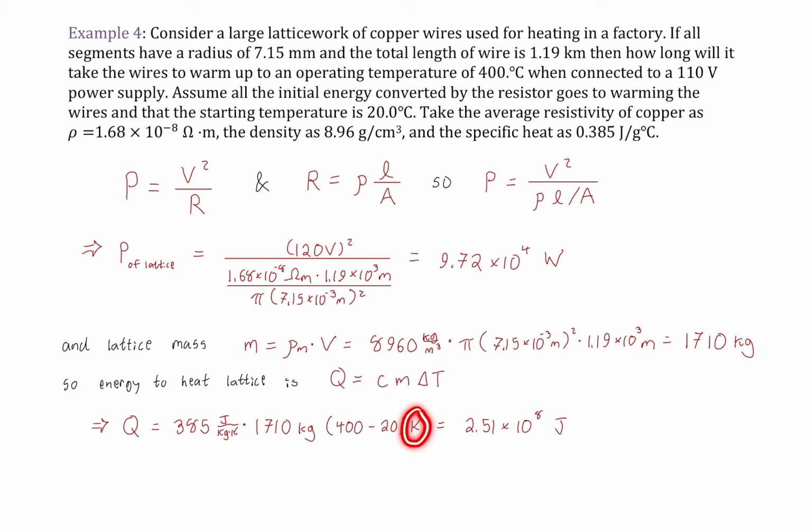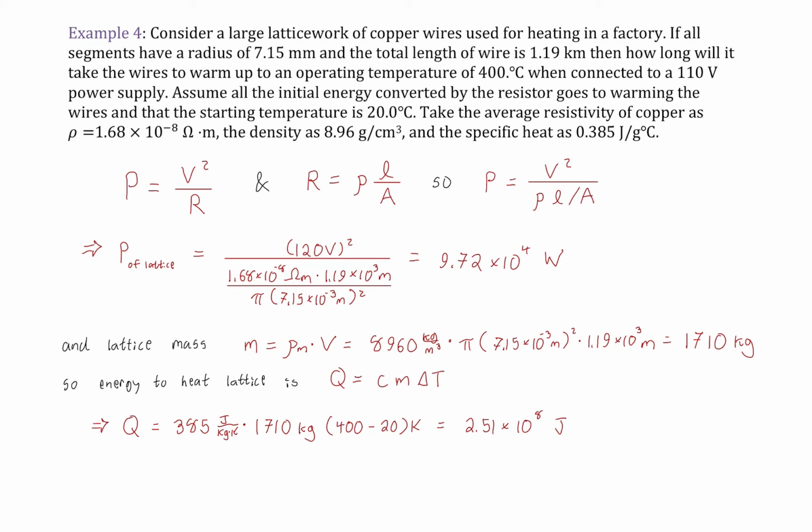But here, notice I'm using Kelvin. The reason I'm doing that is because I want us to be reminded, when we're thinking about heat and how heat is related to things like resistor heaters, that a change of 1 degree Celsius is equivalent to a change of 1 Kelvin.